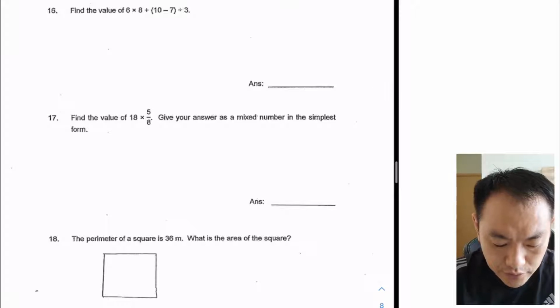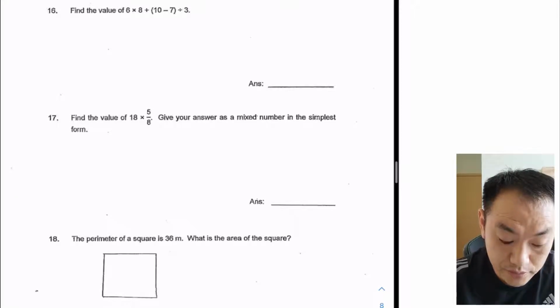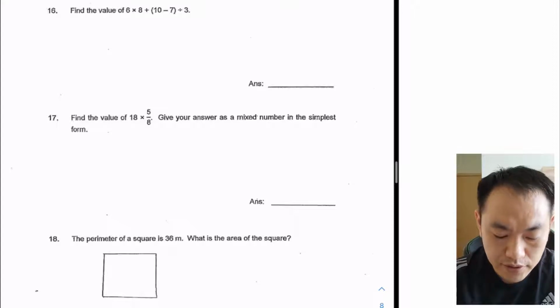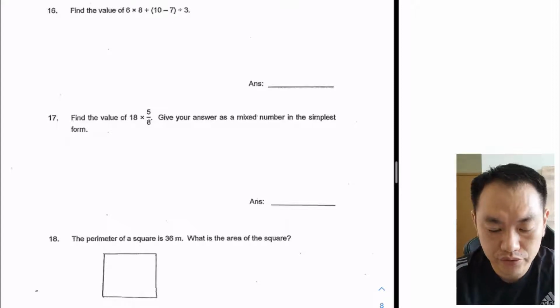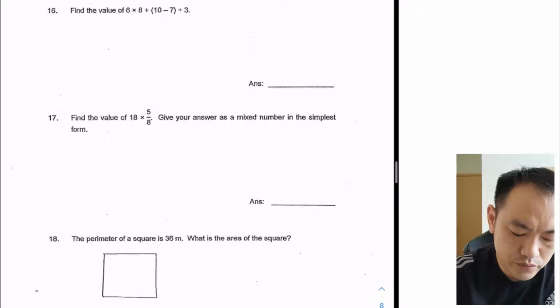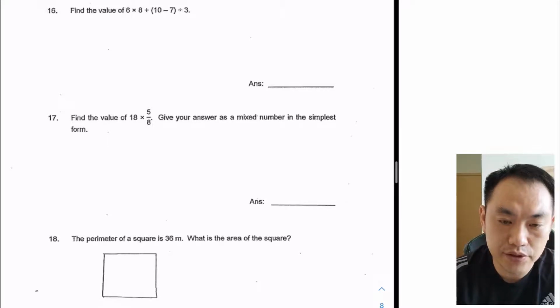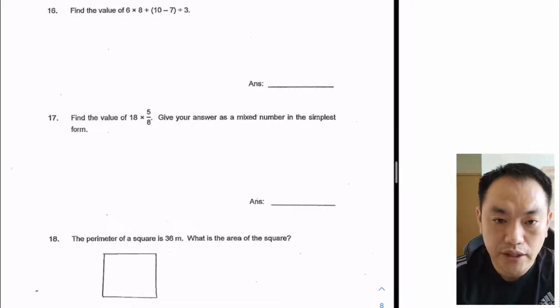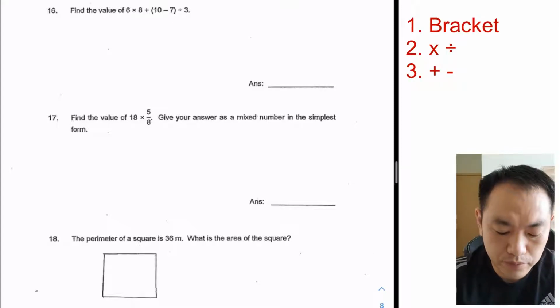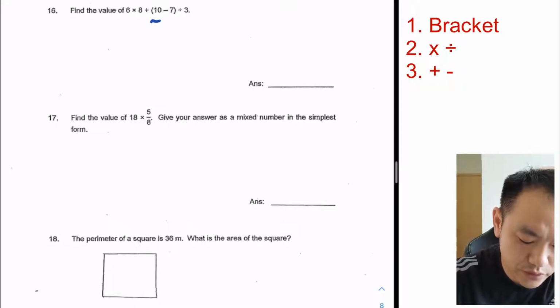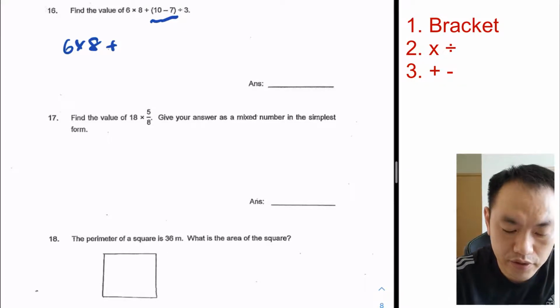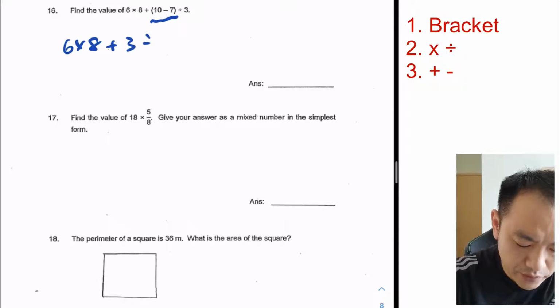Okay, question 16. Find the value of 6 times 8 plus bracket 10 minus 7 close bracket divide by 3. I will underline the part which we need to do first. When you see a calculation with brackets and plus, minus, times and divide together, the first thing you do is always the bracket. So 6 times 8 plus, and then the brackets: 10 minus 7 is 3, and then divide by 3.